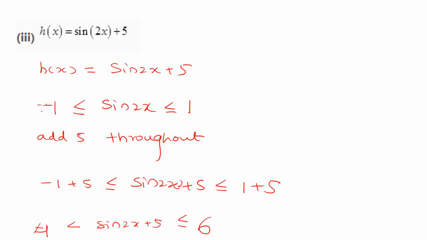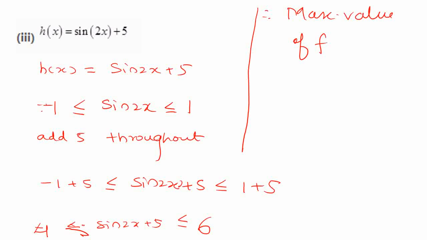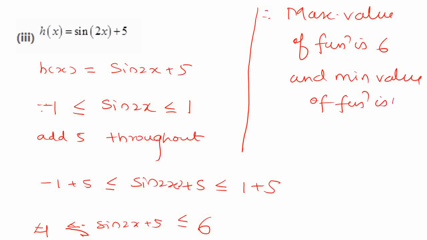So here both values we are getting. This is less than or equal to. So we can write therefore maximum value of function is 6 and minimum value of function is 4.